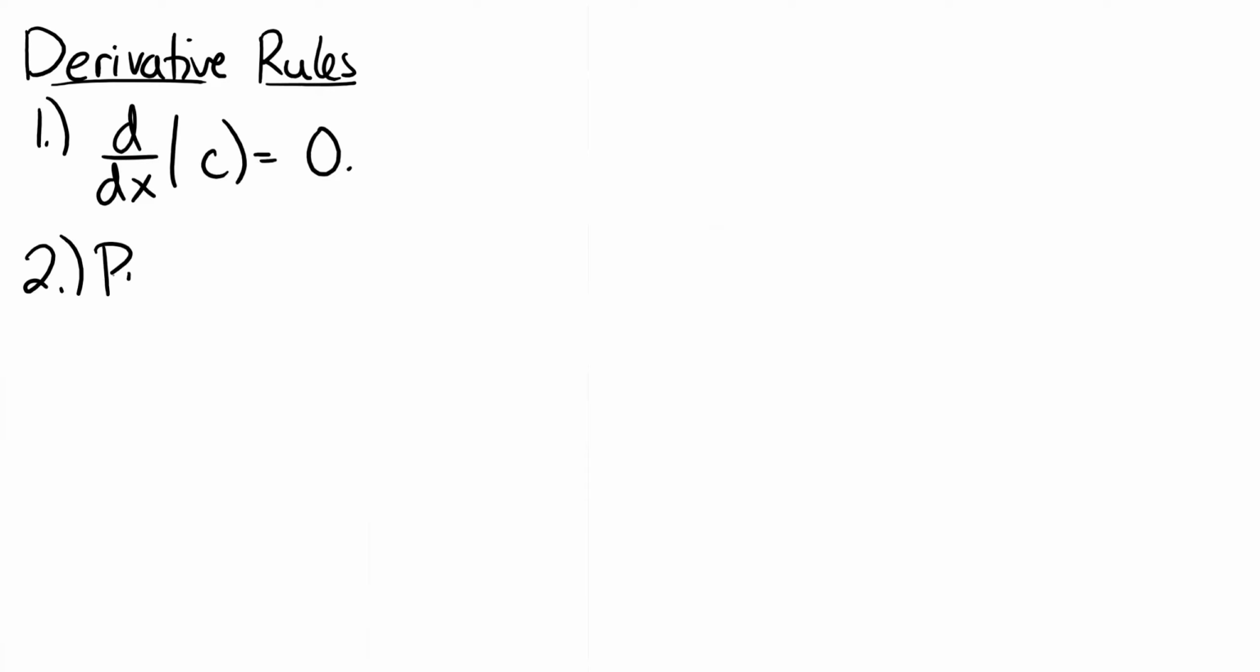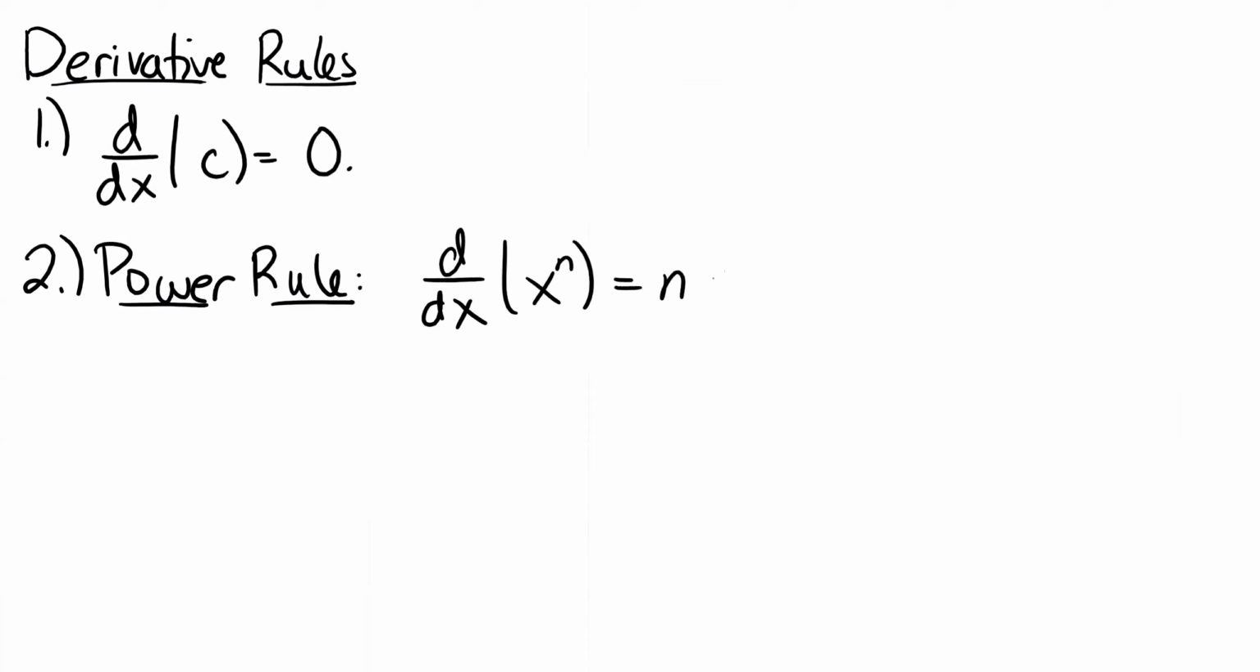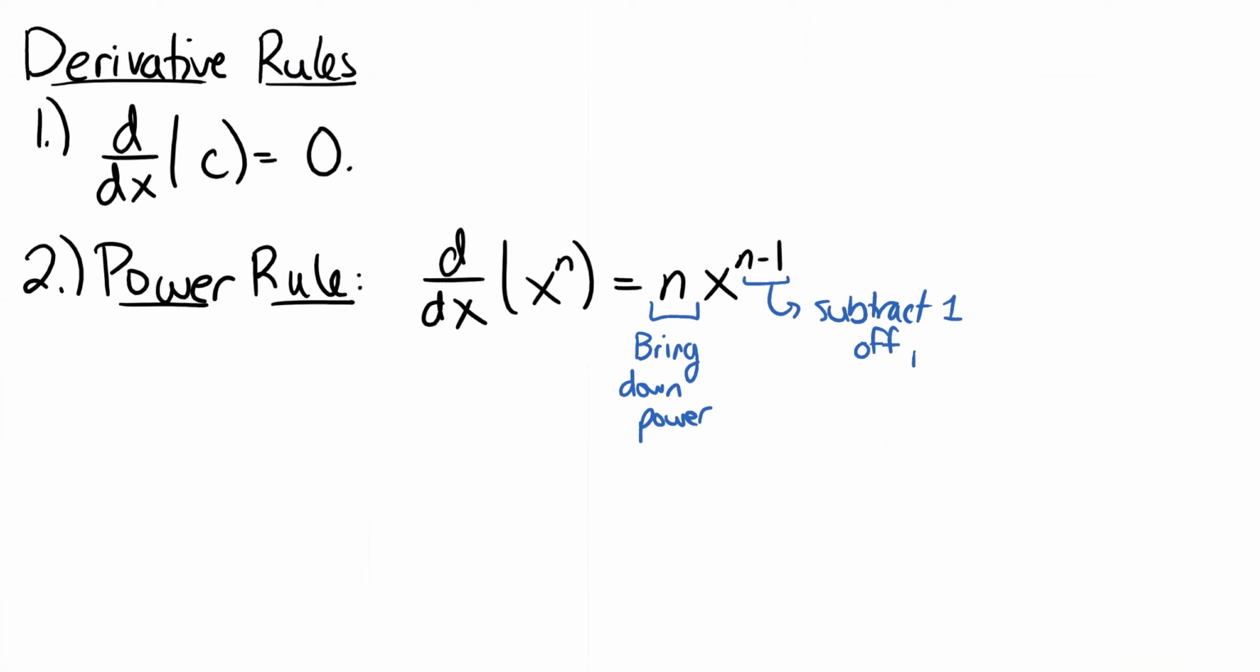The second rule is called the power rule. This says that the derivative of x raised to some constant power n will be n times x raised to the n minus 1. It can be helpful to think of this as a process. We bring down the power, then subtract 1 off the power. The linear function x is a special case of this. The derivative of x is the derivative of x to the 1, which would be 1 times x to the 0, which equals 1.